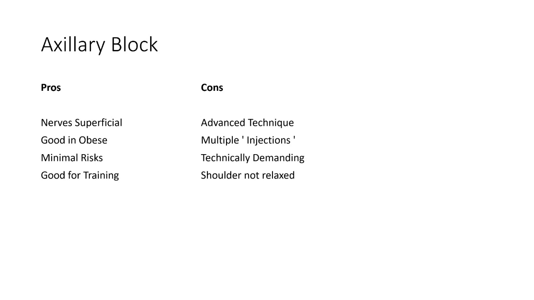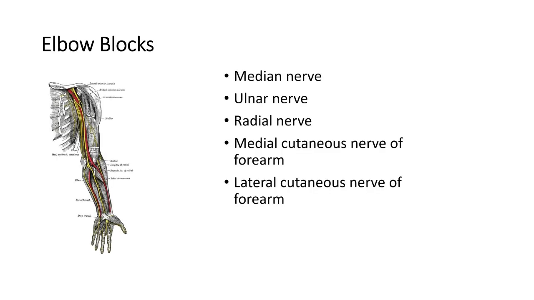Elbow blocks target the terminal branches of the brachial plexus more distally, like median nerve, ulnar nerve, radial nerve, and also you can block certain cutaneous nerves at the level of elbow, like medial cutaneous nerve of forearm and the lateral cutaneous nerve of forearm. The elbow blocks are usually done to supplement a more proximally done block. So let's say you've done a supraclavicular block, but the ulnar nerve is spared. In that case, you can block the ulnar nerve more distally.